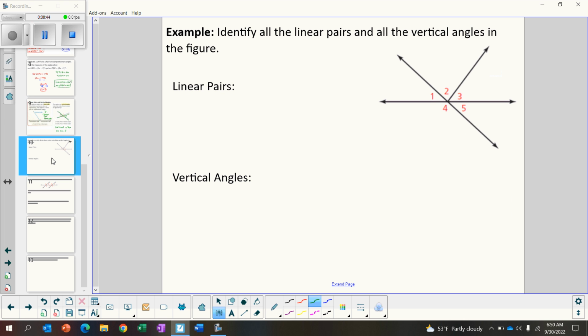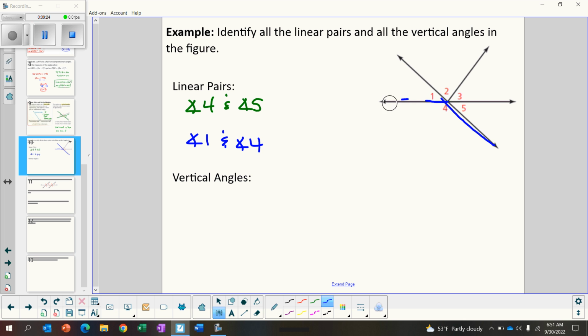So let's just identify linear pairs and vertical angles in our figure. So a linear pair, again, has to be a straight line for the two angles. So let's say I were to draw this straight line. I see this line splits that straight line into two angles. So angle 4 and angle 5 would be a linear pair. I also could have drawn a different straight line, like this one, and this would split it, so angle 1 and angle 4 would be called a linear pair.